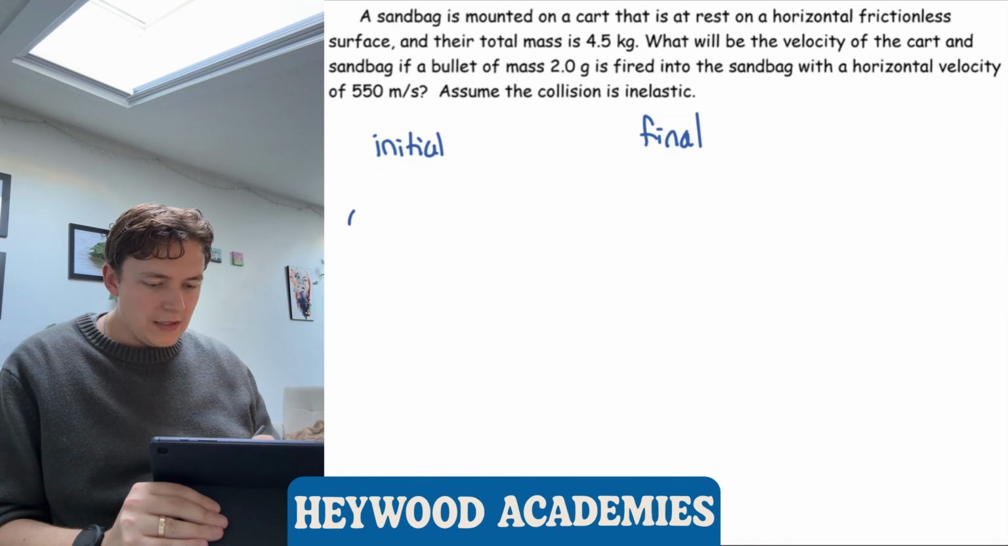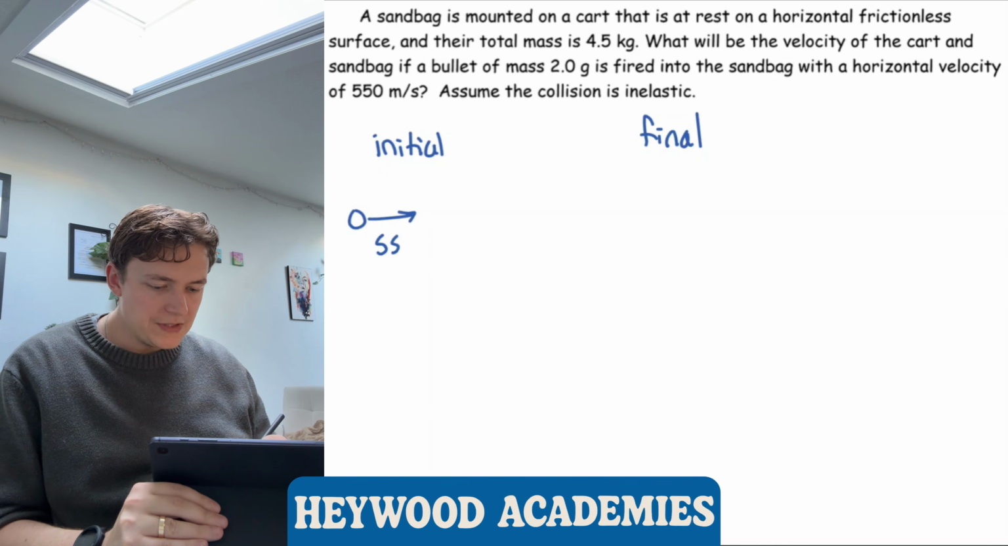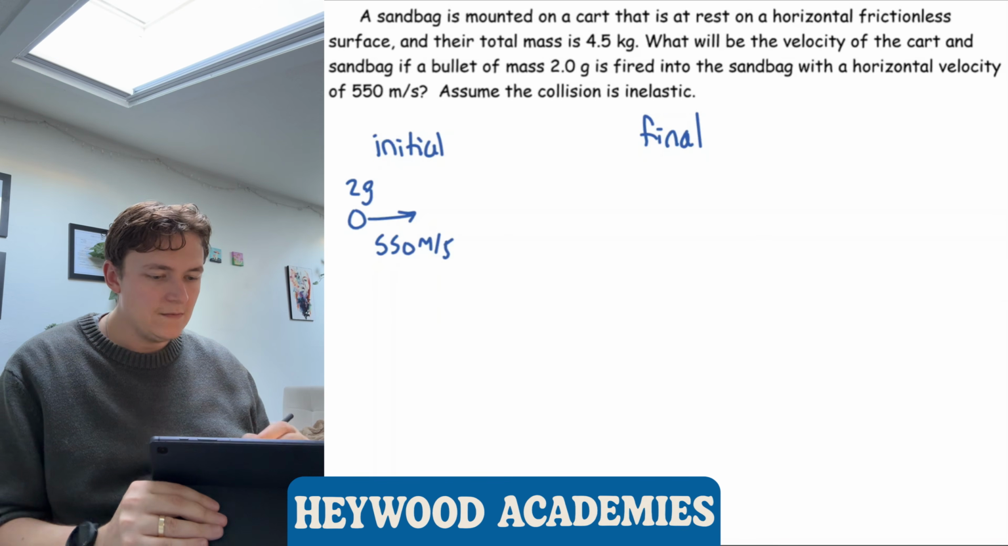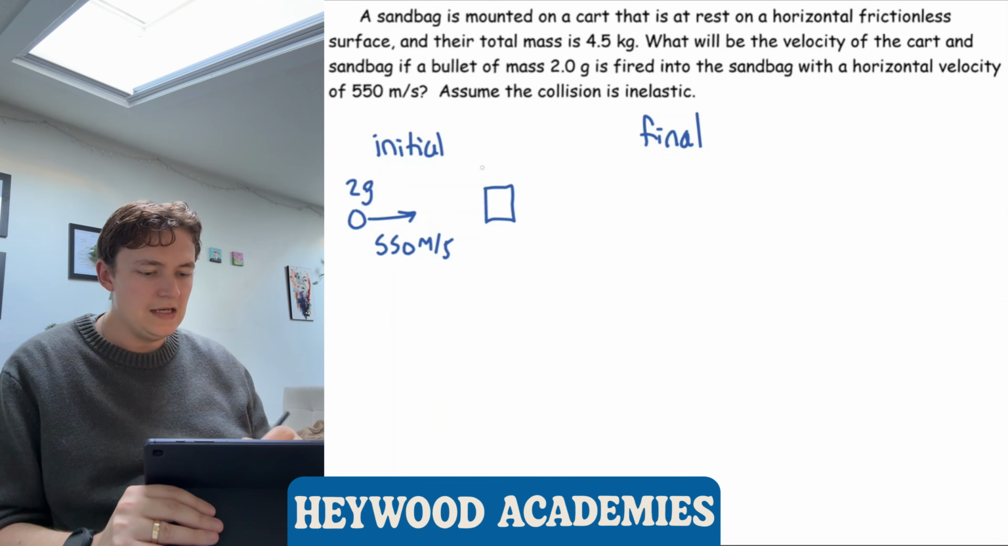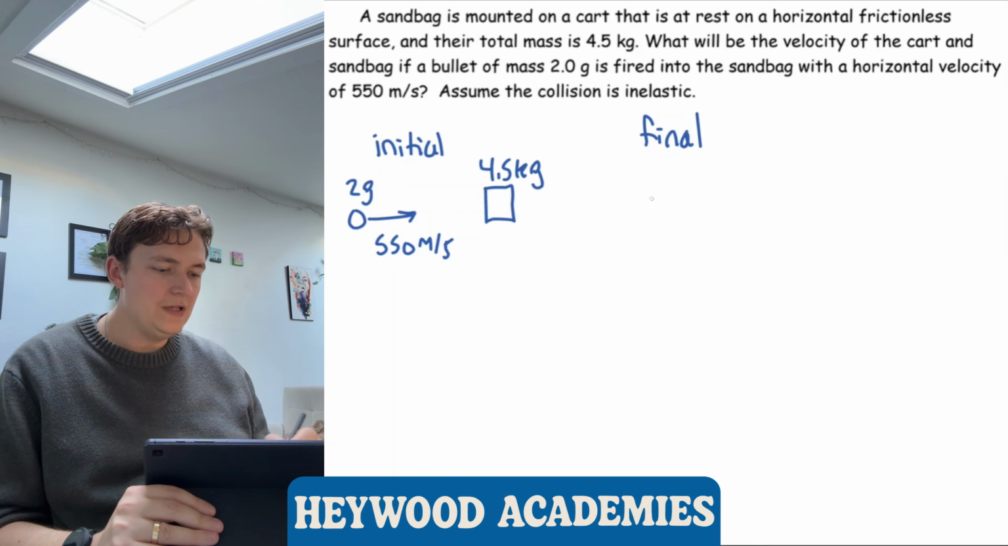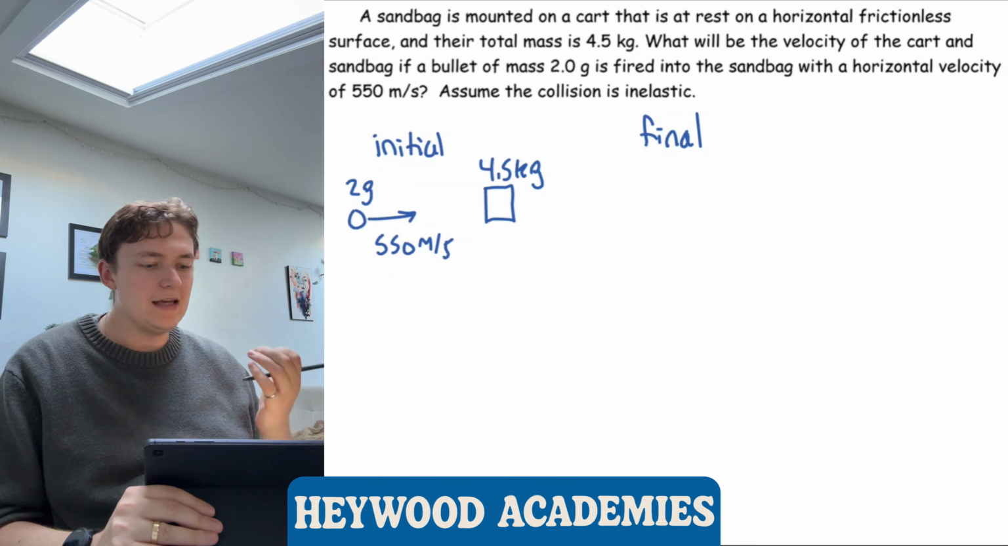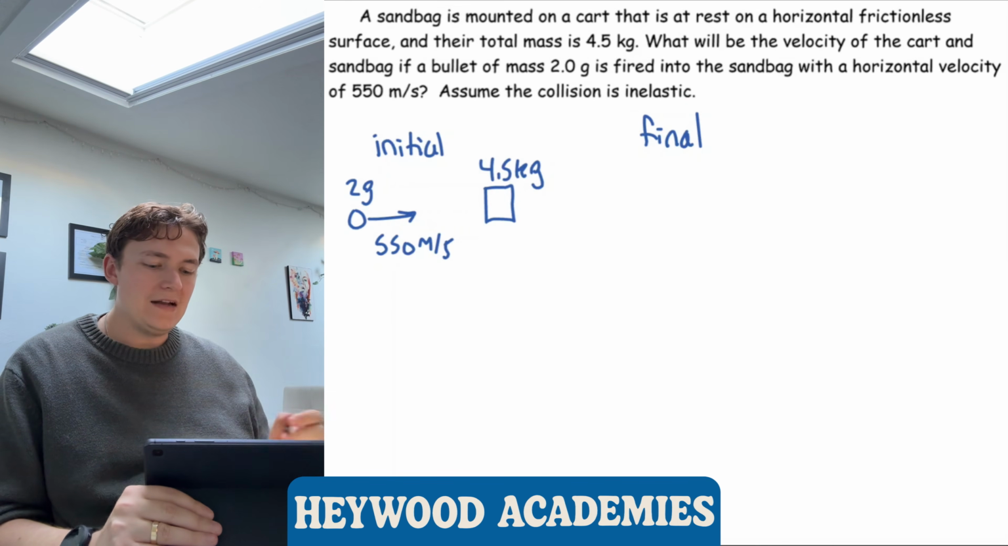So initially we've got a bullet which is moving at 550 meters per second, and it is 2 grams for its mass. And then there's a cart that is just sitting here that has no speed, and it is 4.5 kilograms. Then when these two collide inelastically, what that means is that they're going to stick together when they collide, so the bullet is going to stick in the cart, and then they're both going to be moving together at a new speed that's different than 550. The mass has gone up, so the velocity is going to go down a little bit.